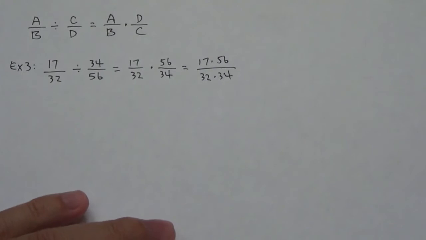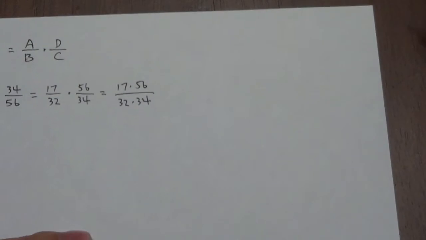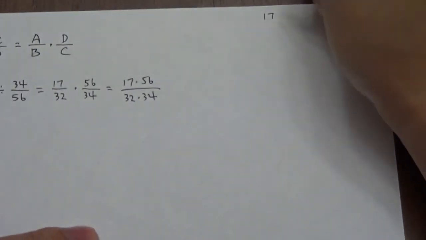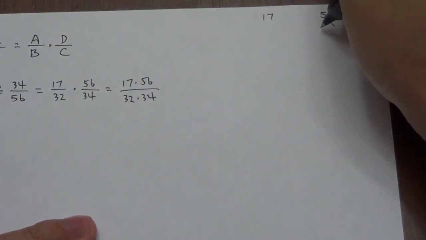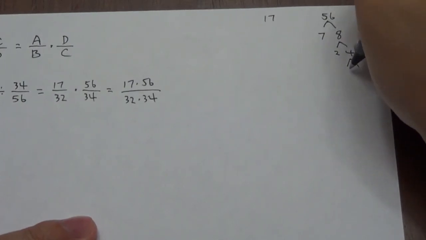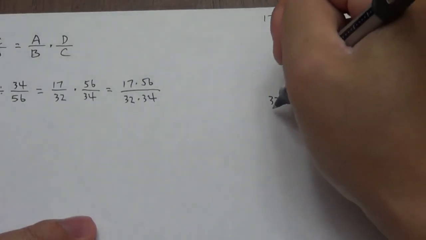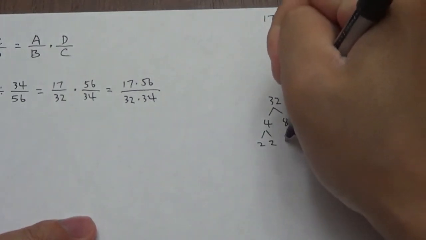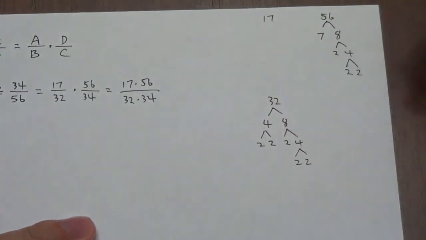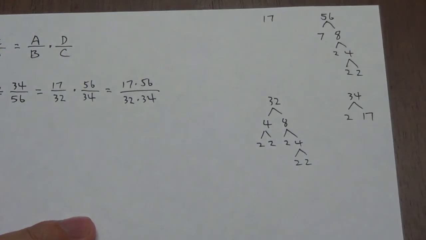This time I'll use the factor tree method, where I'm going to factor out all the numbers. Our 17 is already prime, I can't do anything about that. 56, I can split into 7 and 8, then 8 into 2 and 4, and 4 into 2 and 2. 32 can be split into 4 and 8, which break down into 2, 2, 2, 2, 2. And then 34 can be split into 2 and 17.